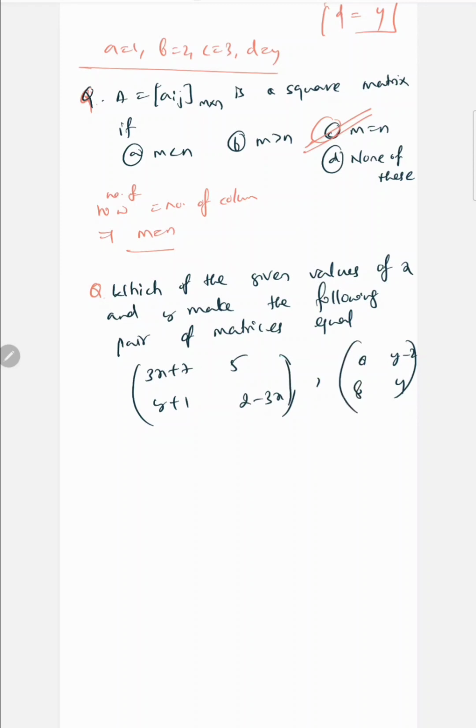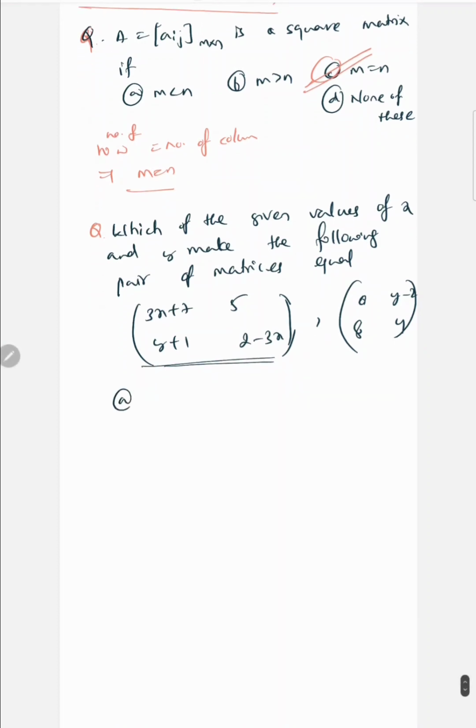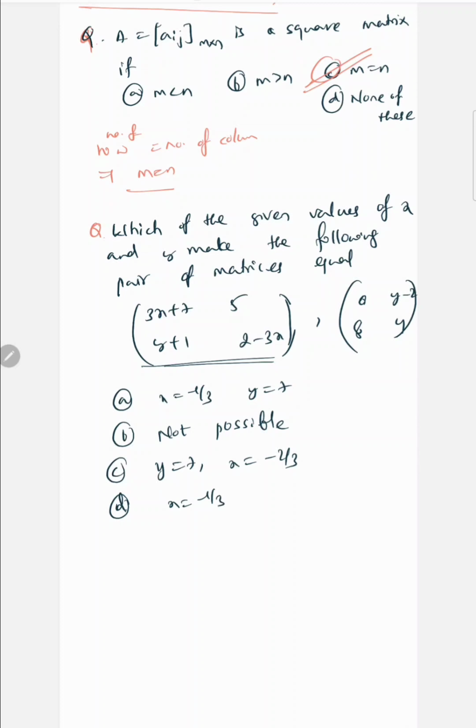They are given two matrices, and asked for which values of x and y these two matrices will be equal. So the options are: option A, x is equal to minus 1 by 3, y is equal to 7. B, not possible, meaning they will never be equal. Third one is y is equal to 7, x is equal to minus 2 by 3. And fourth one is x is equal to minus 1 by 3, y is equal to minus 2 by 3.